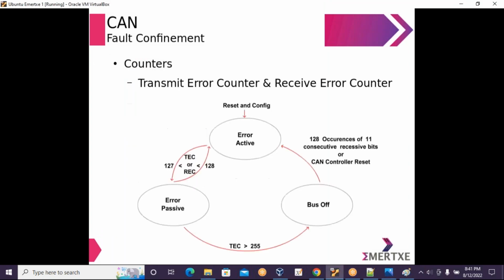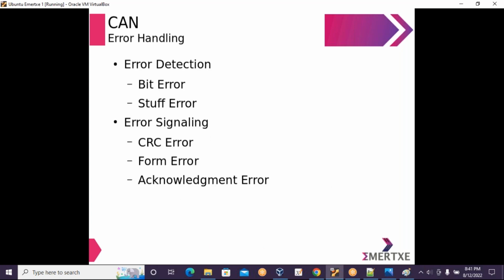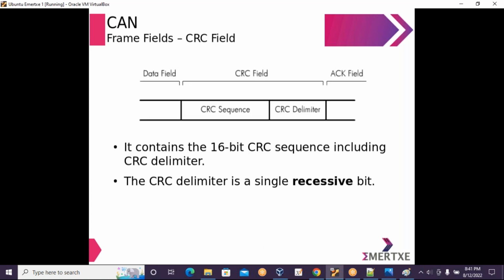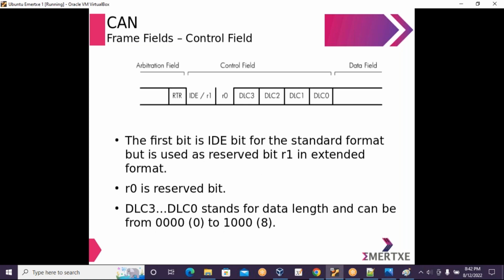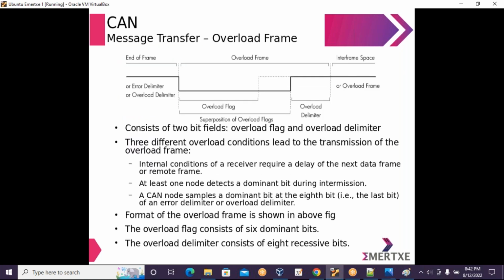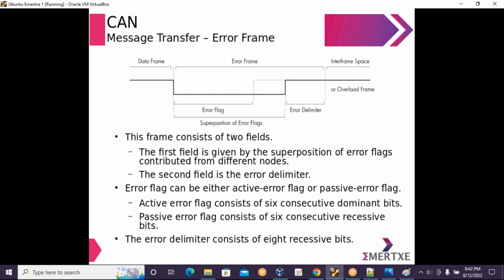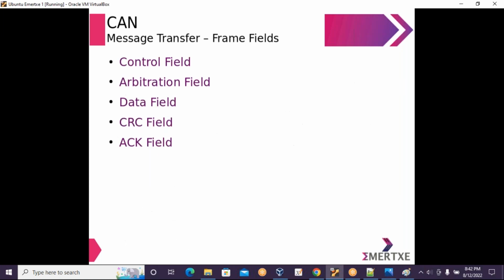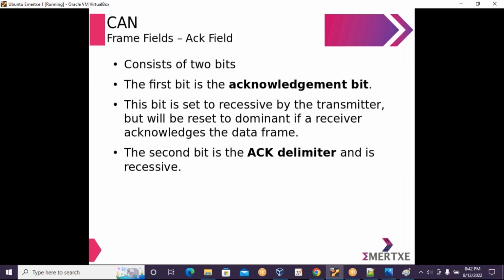Okay. So in the last slide, I said that in the error frame, depending on whether the device is in the active state, the passive state, or the bus off state, the error flag gets generated. But how does a device go to the active state? How do you consider a device as being in the active state, passive state, or bus off state?